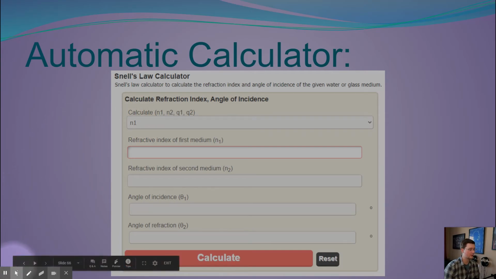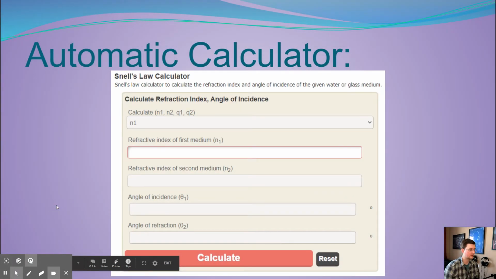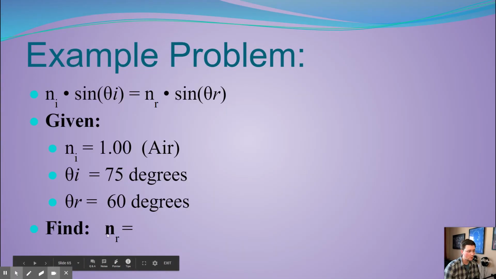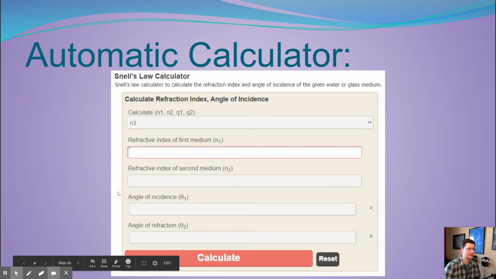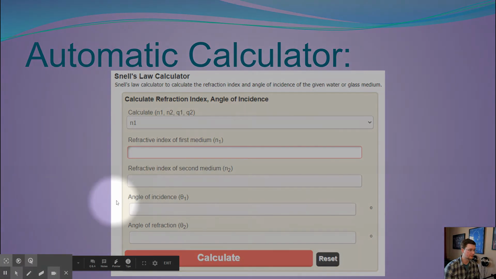If we think about what we are trying to find, our NR, which is our second index, that's where we're going here. So make sure you change this to N2, and then your job is to put in those values, click calculate, and then you'll find the answer will show right here. So go ahead and do that now.